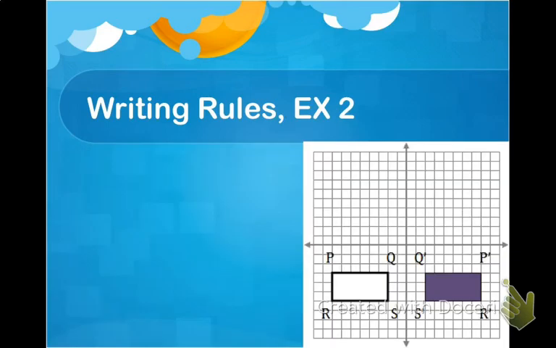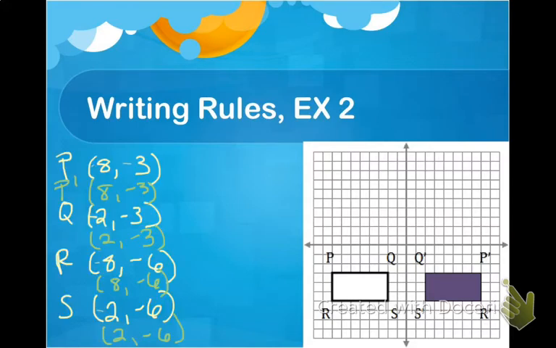Let's try another one. I'm going to write out all 8 points, and then we'll compare. All right, I have all 8 points, both the pre-image and the image. Something I notice is that all of the y values look the same. But the x values, we go from -8 to +8. We go from -2 to +2, etc.